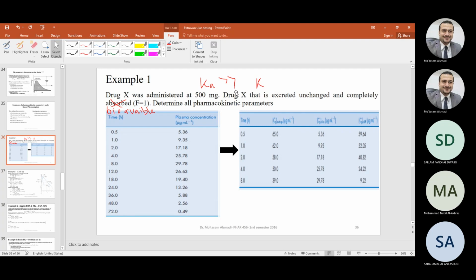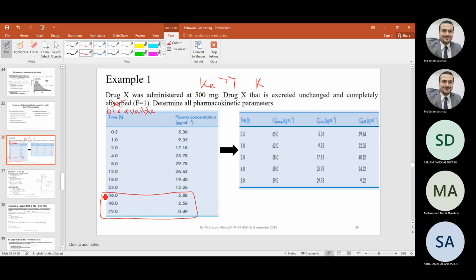So we do linear regression first on the elimination phase. As we mentioned before, at least we need to do it on 3 time points. We take the last 3 time points and do linear regression of that. Do we do the linear regression of the data as is?